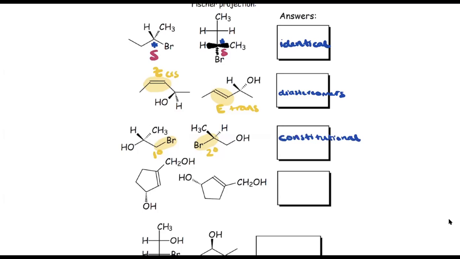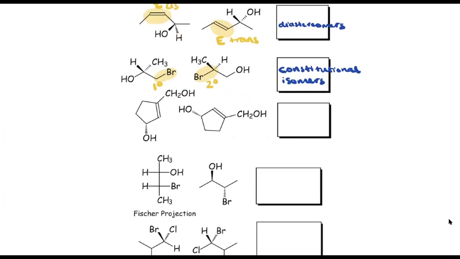See, identifying things like this will really help you save time on your exam, okay? Because otherwise you're going to find the absolute configuration and think, oh wait, they're probably enantiomers or diastereomers, but then you realize that they are actually not even the same constitutional isomer to begin with.